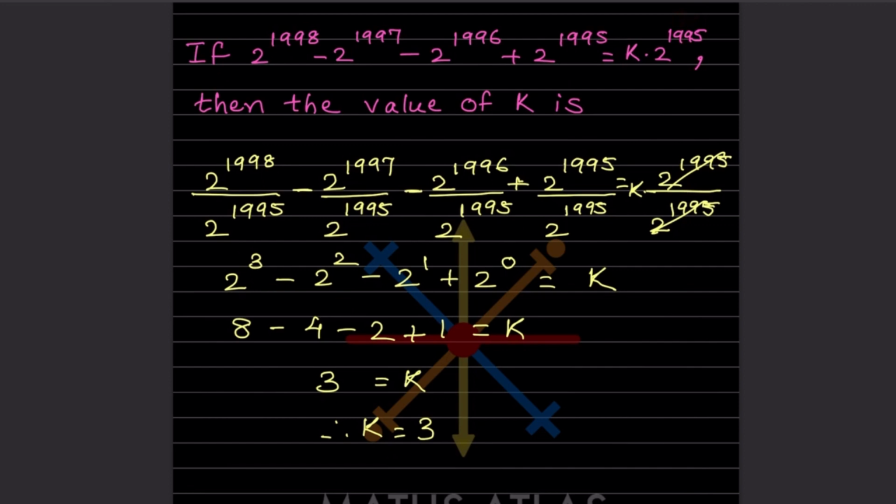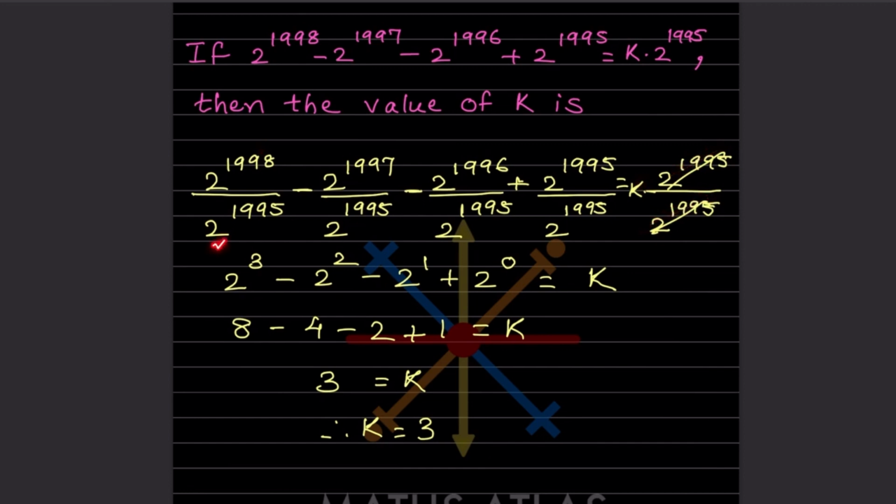We can divide this throughout by 2 raised to 1995. So this divided by 2 raised to 1995, again this divided by 2 raised to 1995, this divided by 2 raised to 1995, and k into this divided by 2 raised to 1995. So here, on the right side, this is going to get cancelled.